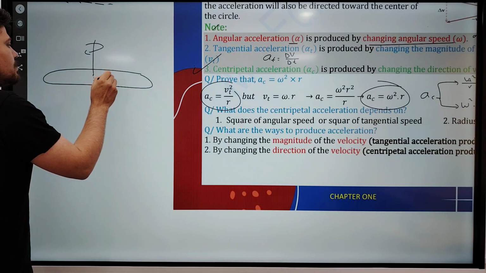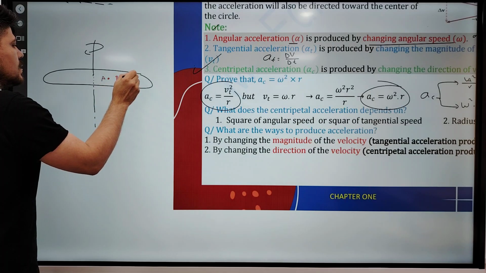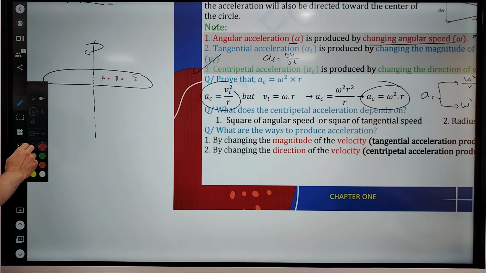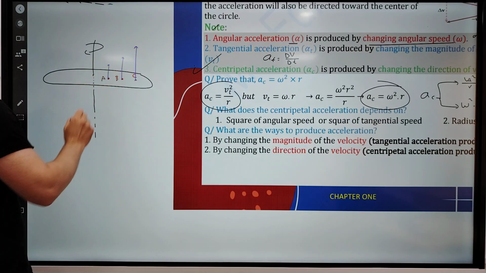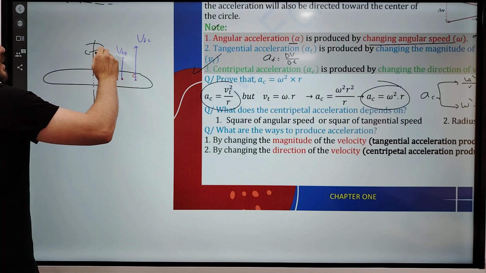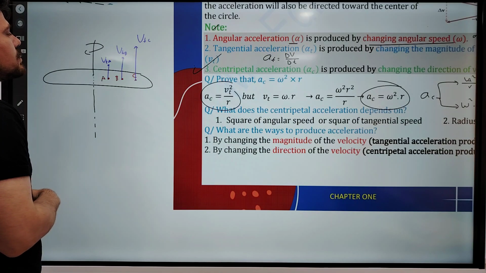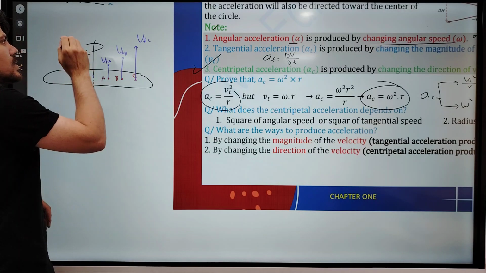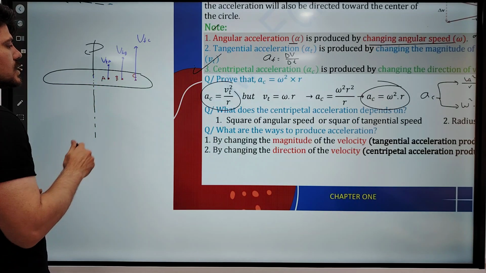For example, if we have 3 points, A, B, and C, all of the points have a tangential speed. So this is VTC, VTB, and VTA. Which one has more tangential speed? The point that is farther from the axis of rotation. This is the axis of rotation. Which one has the smallest tangential speed? Point A has the smallest tangential speed.